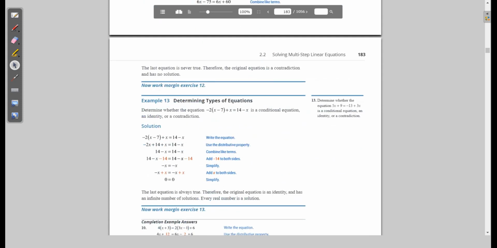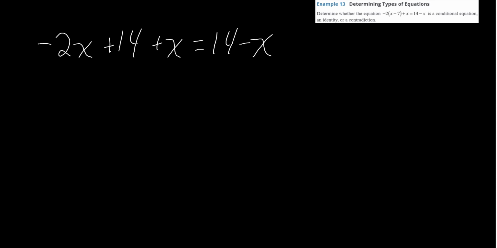And then lastly, we're going to have an example of an identity. Okay, so this reads, determine whether the equation is conditional, identity, or contradiction. Okay, so let's go ahead and do the distribution here. So we have a negative 2x plus 14 plus x is equal to 14 minus x. All right, now again, all I did here is I distributed right away.